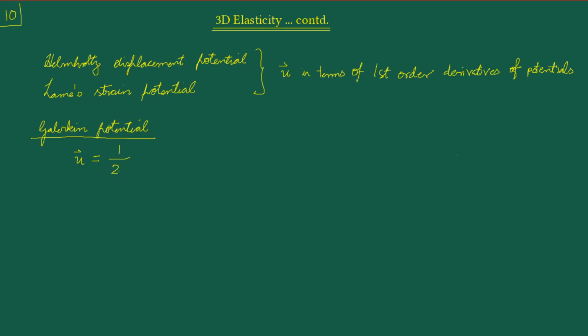So the form that he gave was like this. Where this capital V vector is the vector potential, the Galerkin vector potential. Let me write that down. This V vector, that is the Galerkin vector potential.